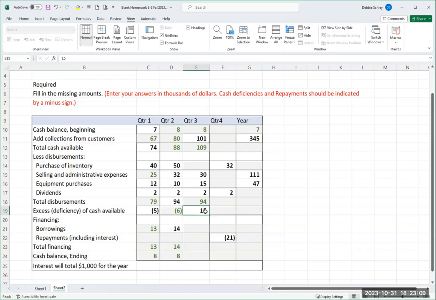Okay, so I have 15 or 15,000. I have to have at least 8,000 at the end, but I have enough that I could pay back some of what I borrowed, right? And so 15 minus, or let's see, let's go 8 minus my excess or deficiency of cash. I'm going to pay back 7. And we will just sum.